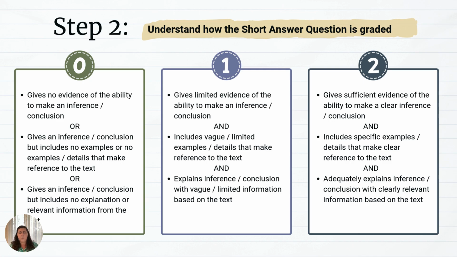So to get to a 1, which would either be a C or a D, which is great, it would be you giving limited evidence, giving some vague information, and having a conclusion that still makes your teacher wonder whether or not you received a comprehensive understanding of the material. Maybe they need to reteach something, or maybe you need to reread. But to get to the 2, which would be the A or B, you're really looking at giving sufficient evidence, making a clear inference, including specific examples, and again, giving an adequate explanation.